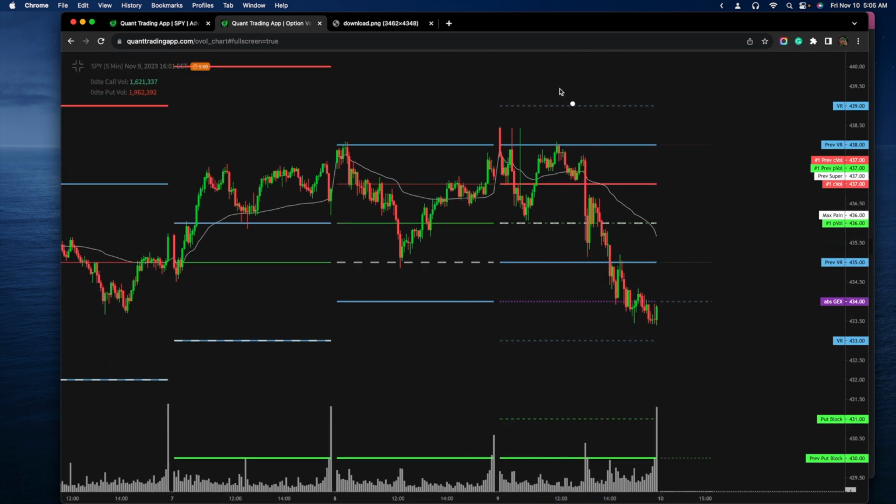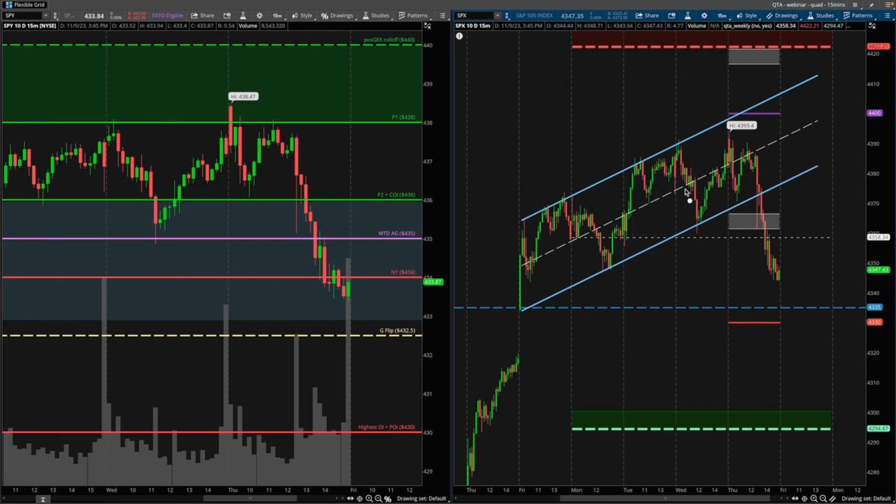It is updating again in real time throughout the day. So I highly suggest this if you are a day trader, and just use it as additional confluence for what you already see on your charts. So what do we have? SPX sells off. Where does it come down to?